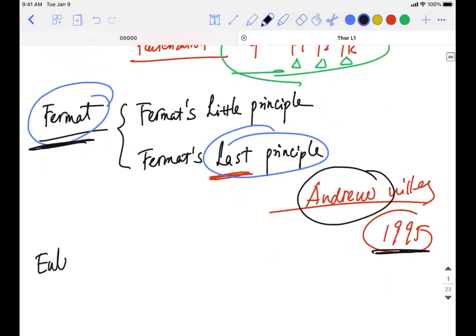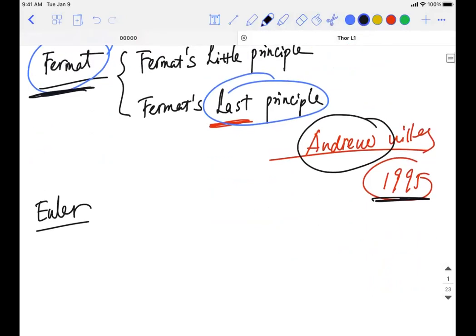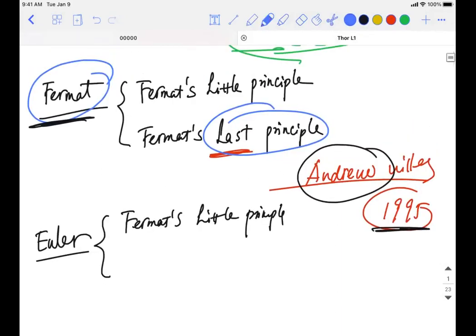Another name I want you to remember is Euler. Euler is also a very famous mathematician, and Euler proved many interesting things. First, Euler gave the proof of Fermat's little principle. You see, Fermat basically raised the principle, but Euler gave the proof for the little principle.